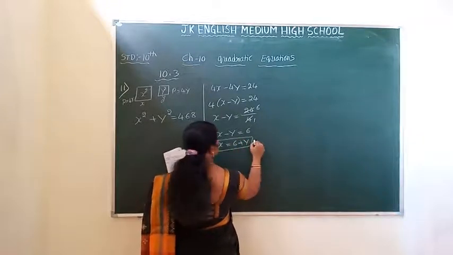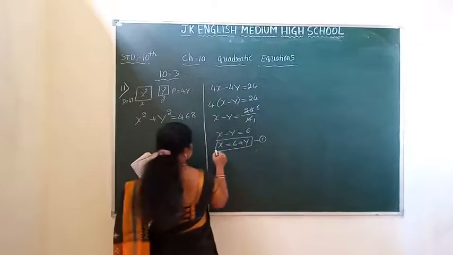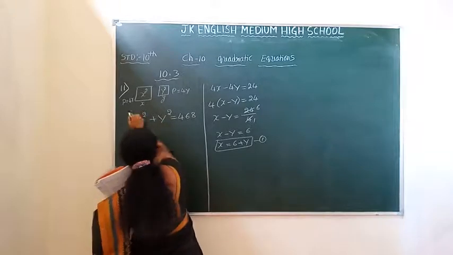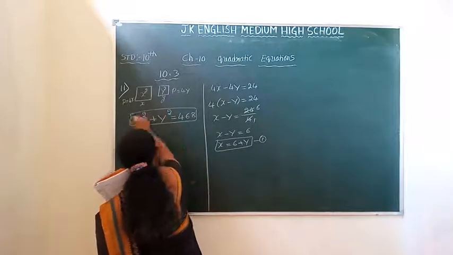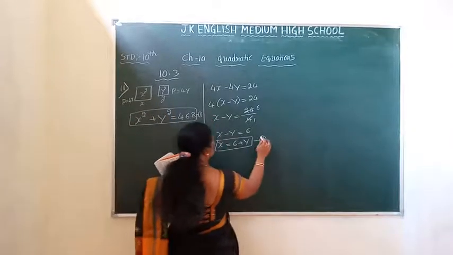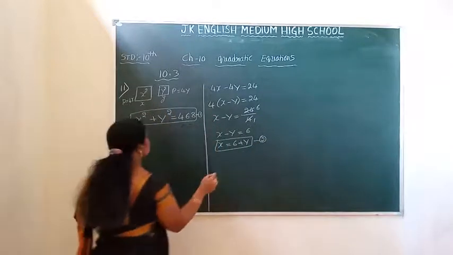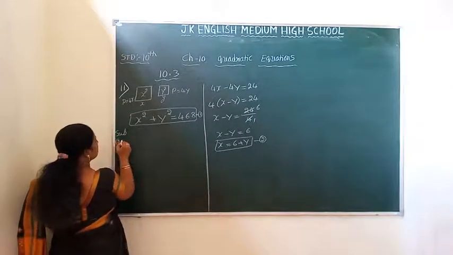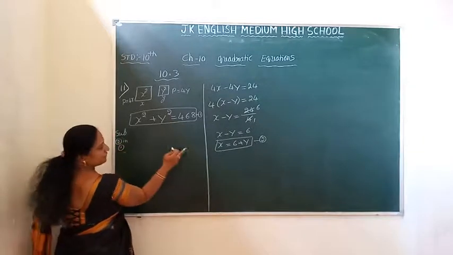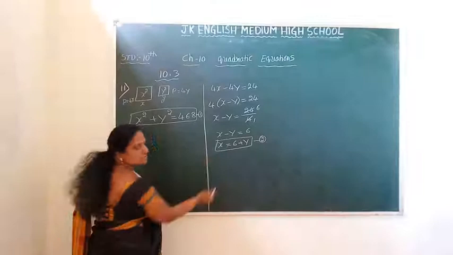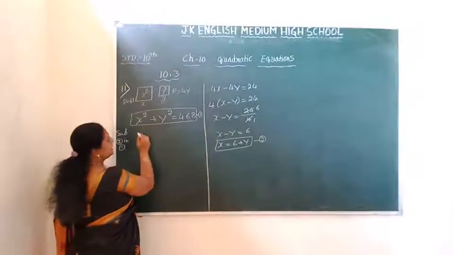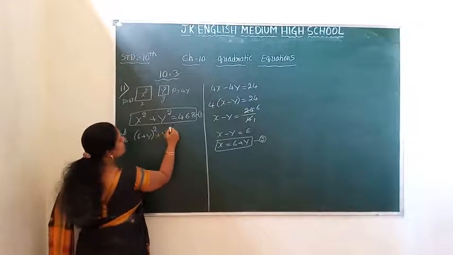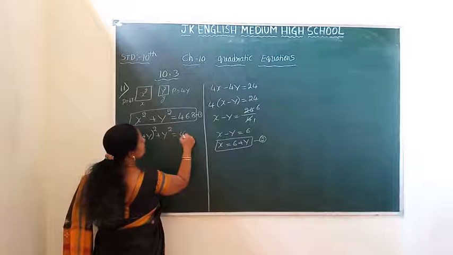You call this equation number 1 and substitute it in the other equation, which you call equation number 2. Substitute equation 1 in 2. If I substitute x is 6 plus y in this equation, then it becomes 6 plus y whole square plus y square, which is equal to 468.